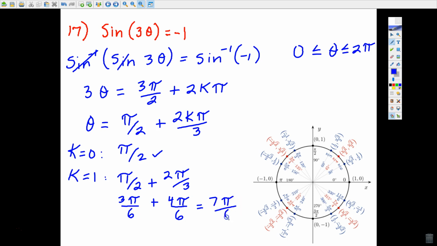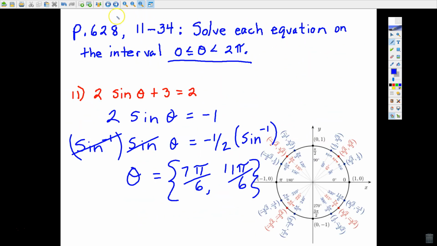Okay, so now the question becomes, is 7 pi over 6 in this interval? Well, if you think about it as a mixed number, that's 1 1/6 pi. Is 1 1/6 less than 2? Yes, so this is another answer. That's going to be true for all of them. It's in the directions. Yeah, the directions read like that.